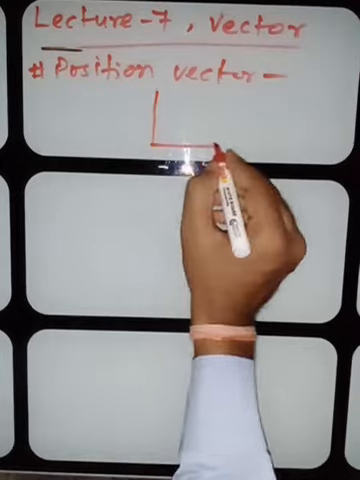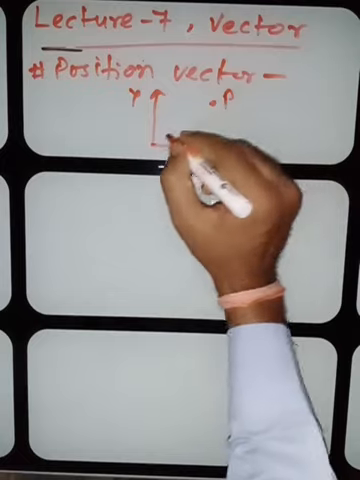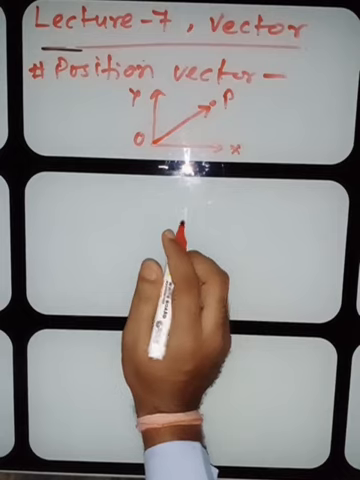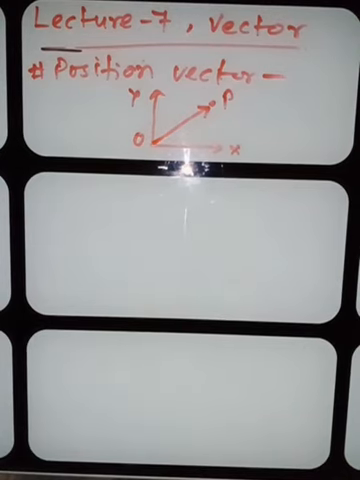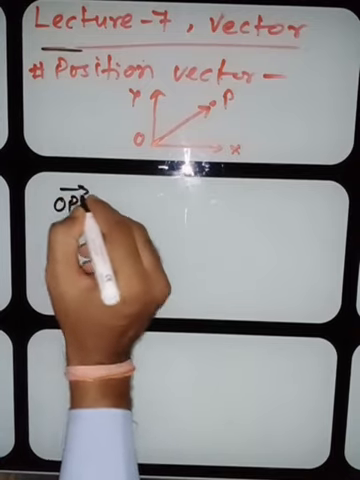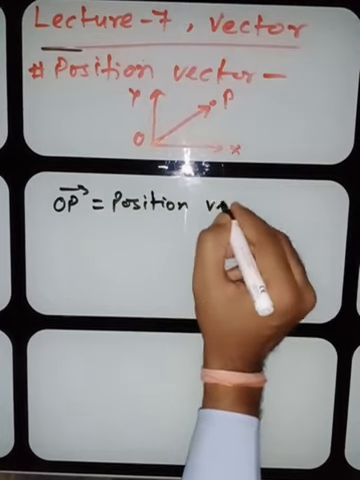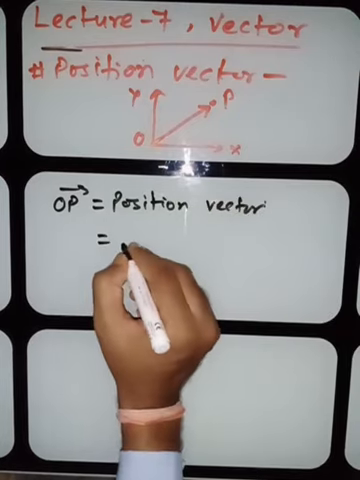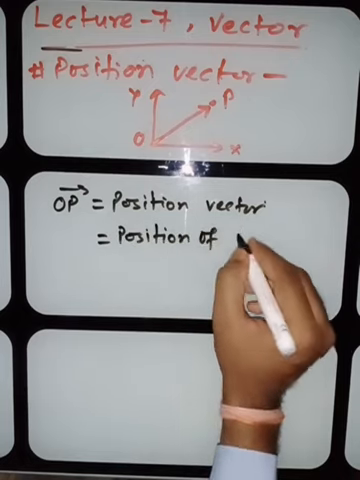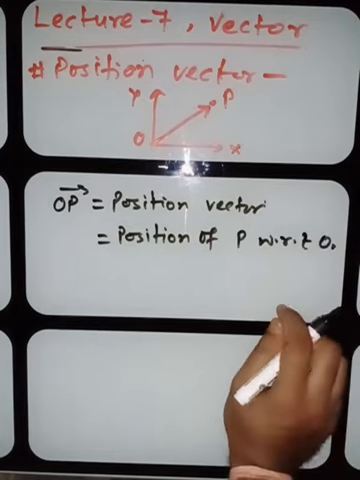For example, suppose this is the xy axis, and this is the point P. From O we are representing this point P. That's why OP becomes a position vector, because it is representing the position of P with respect to O. So this is the position vector.